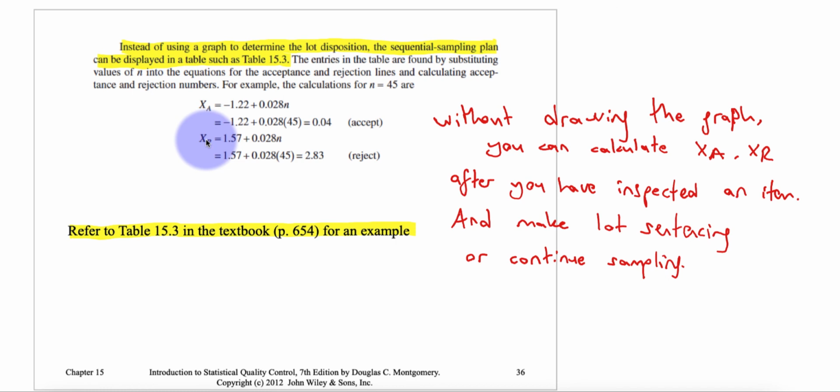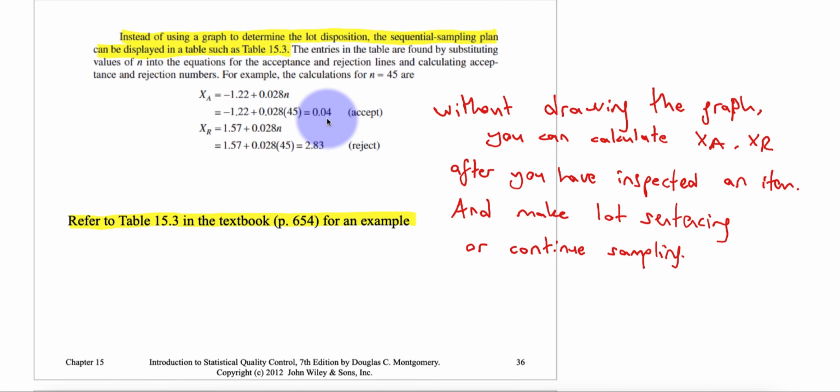Also, without drawing, if we put these numbers against our number of defectives, we can find the regions for rejecting or accepting the lots, or maybe in between them, so we continue sampling. Okay.